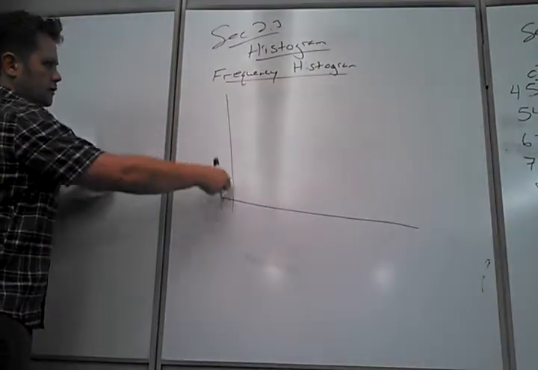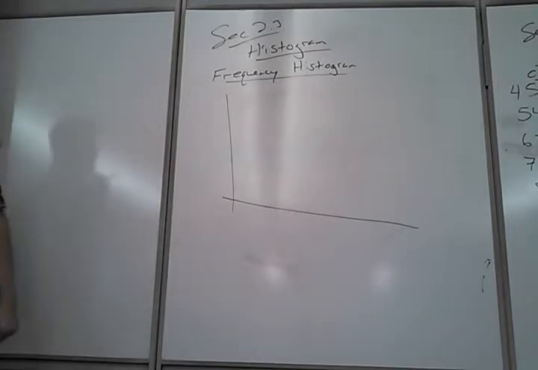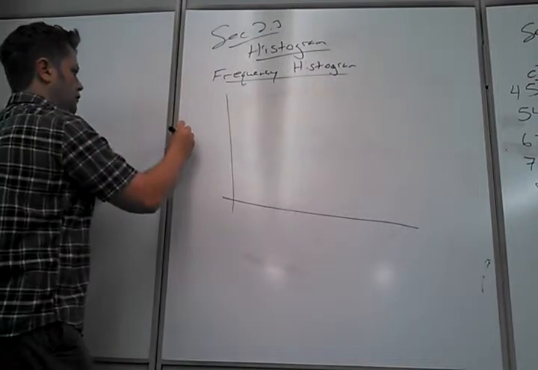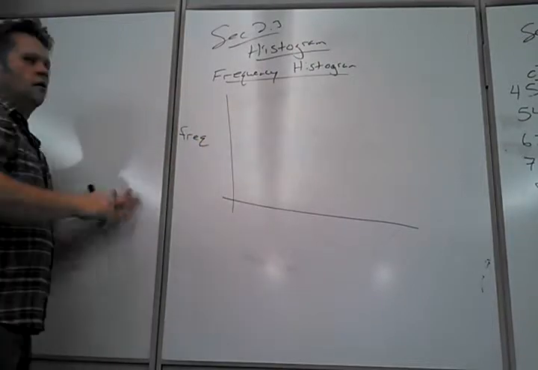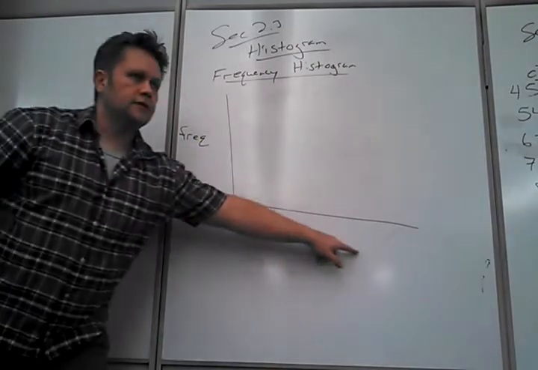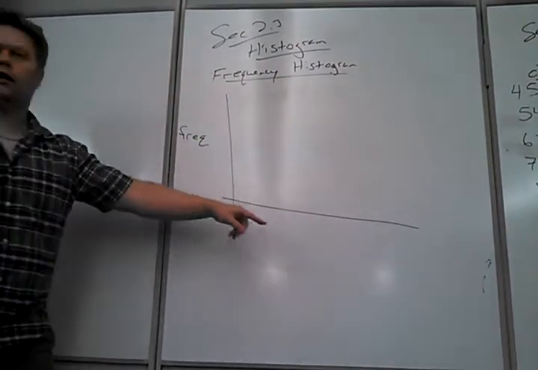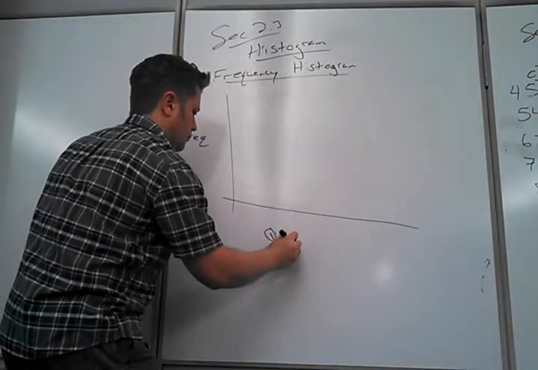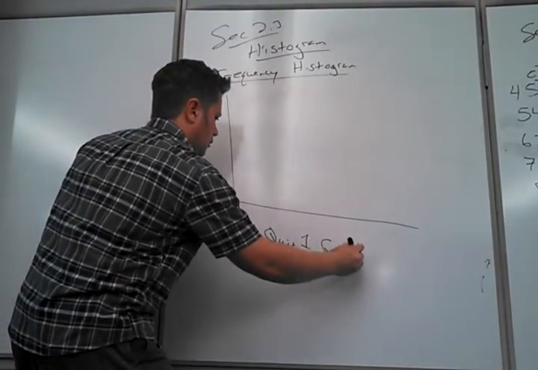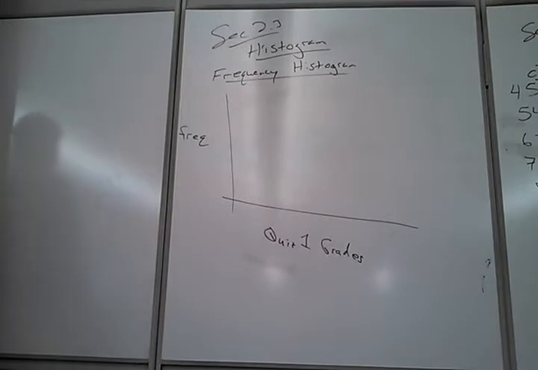What should go along this axis here? Yeah, the numbers, the frequency. So the frequency should go here. And of course, what's going to go along this axis here? Great. So the quiz 1 grades. Cool. I like it. Now I'm about to make a mistake, so maybe just watch for a second, because then we'll go back and correct it.